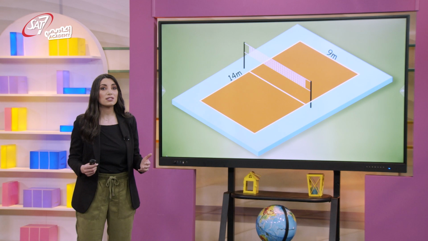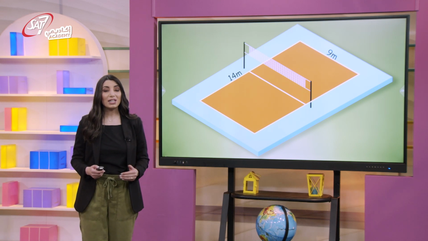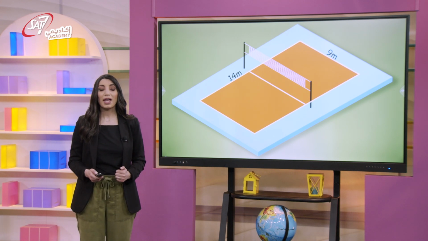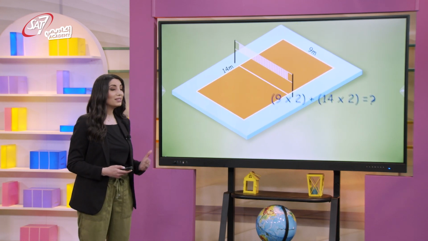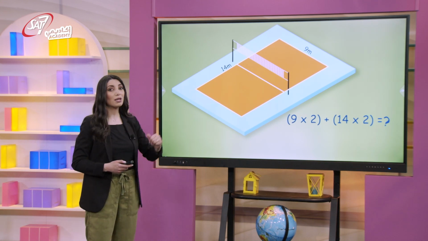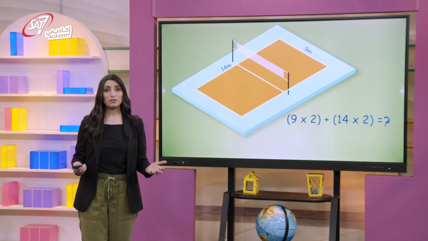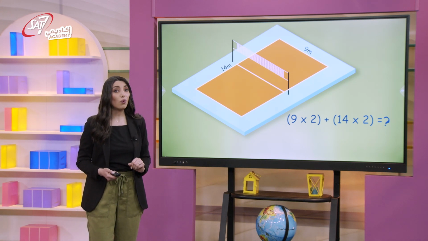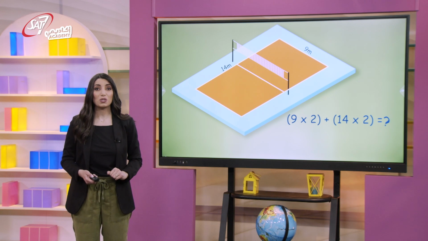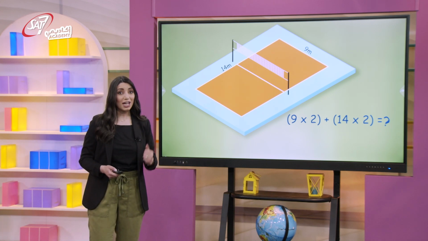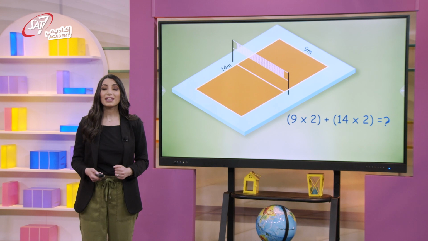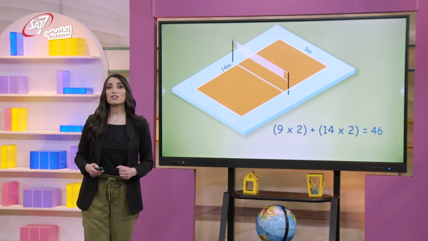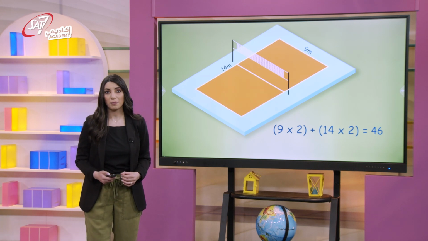To find the distance that Rami walks every day, we need to add and multiply. We multiply 9 by 2 and 14 by 2 and add both answers. 9 times 2 is 18. What about 14 times 2? I know 12 times 2 is 24. 13 times 2 is 26. And 14 times 2 is 28. 18 plus 28 is 46. Rami walks 46 meters every day.